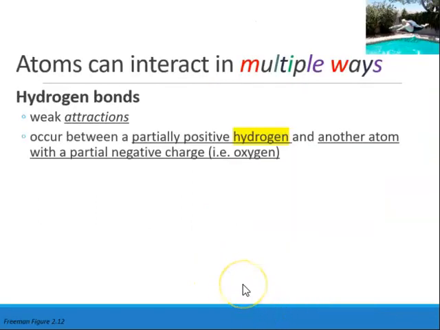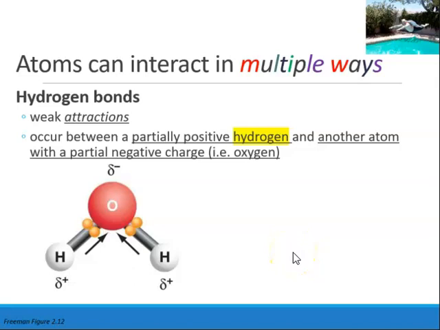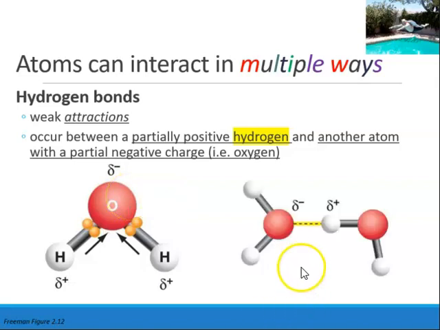The next type of bond that we're going to talk about are hydrogen bonds. Hydrogen bonds are weak attractions and usually occur between a partially positive hydrogen atom and another atom with a partial negative charge, such as oxygen. We can see these hydrogen bonds with a molecule of water. We have the partially positive hydrogen and a partially negative oxygen. And these in turn will create other bonds with other water molecules, creating larger structures.